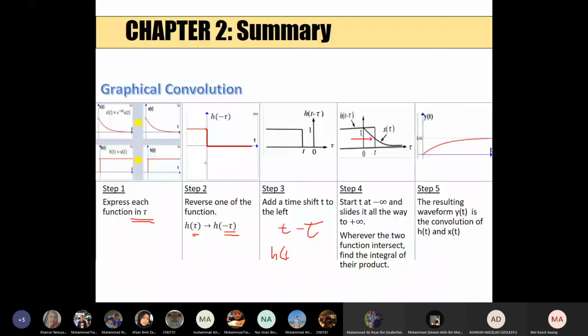Okay. Step 4, you start to shift from minus infinity to plus infinity. And you have to do the integration piecewise, depending on your function. Then after that, you plot. So these are the 5 steps in graphical convolution. Any question?